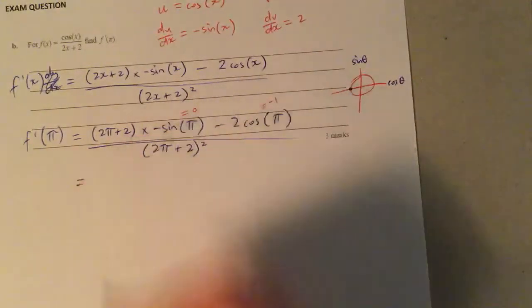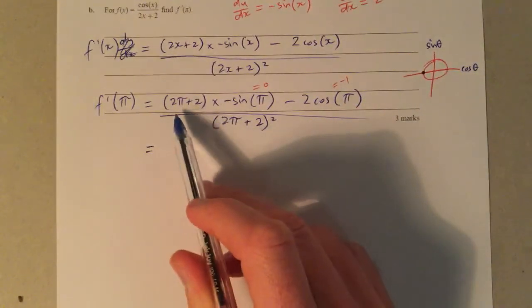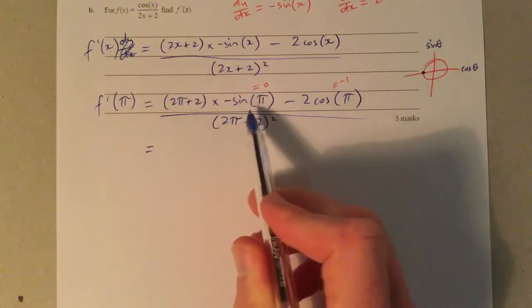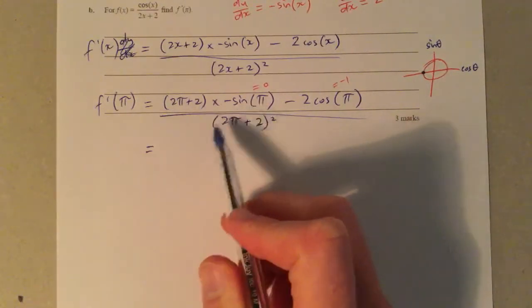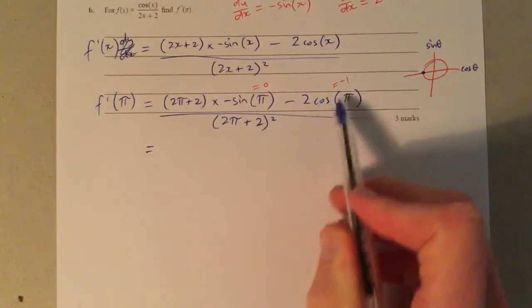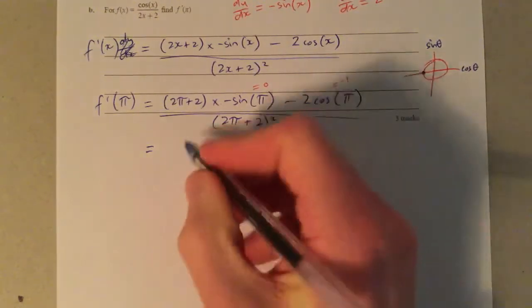So f dash of pi, we can now simplify even further. We've got 2 pi plus 2 times 0. Well, that whole first term is just going to disappear because we're multiplying it by 0. Then we get minus 2 times negative 1. Okay, so minus 2 times negative 1, that's just going to give us a positive 2 on top.